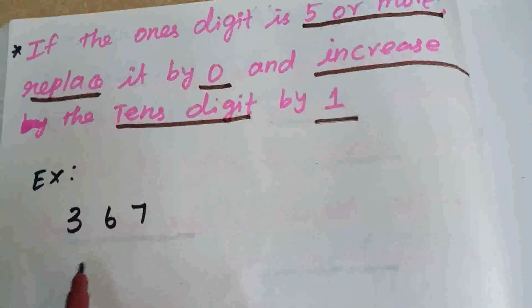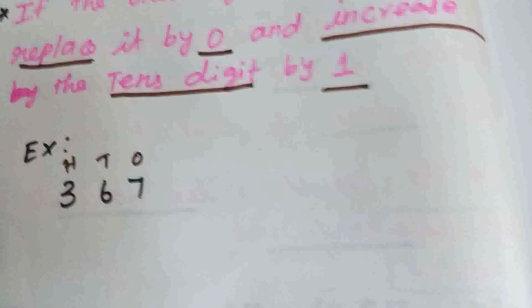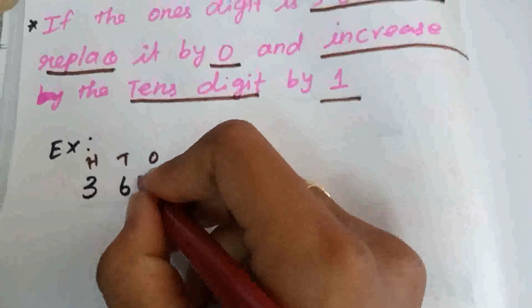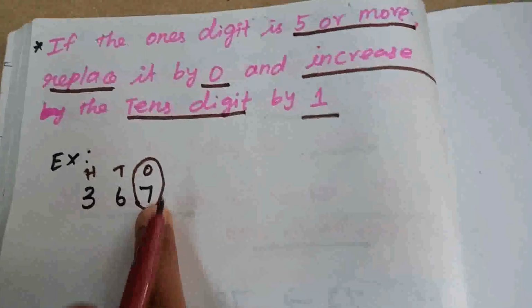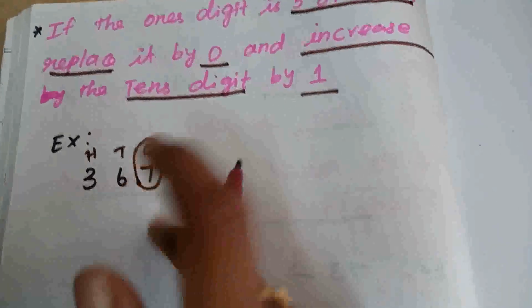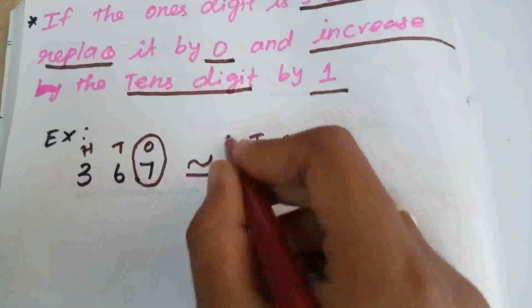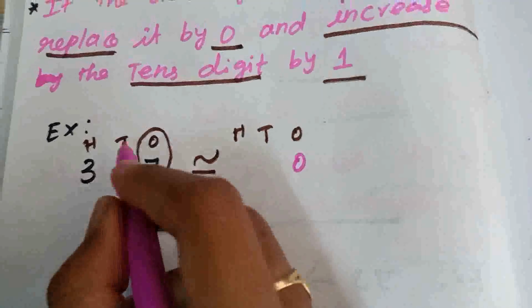Okay, so now we see one example. I am going to write the places. Nearest to tens means which place do we have to observe? Ones place. Now I am going to circle that ones place. What number is in the ones place? 7. 7 is more than 5. More than 5 means what we have to do? 0 in ones place, add 1 in tens place.